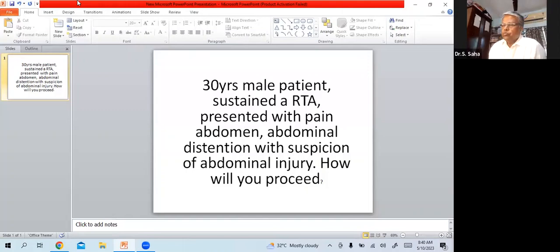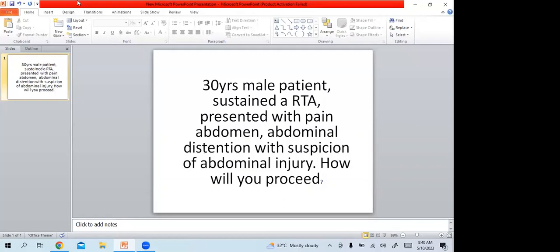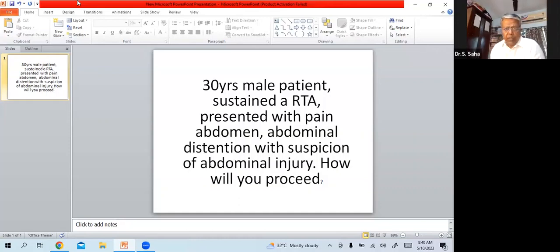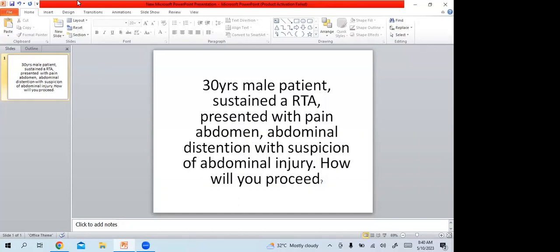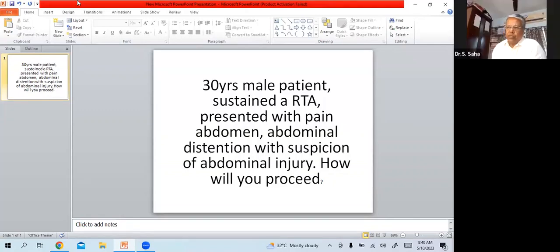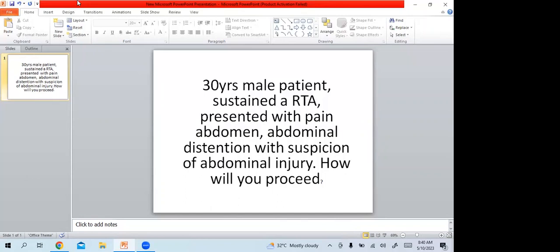Now, before getting into frank operative management, will you consider laparoscopy? If the patient is stable, yes. The most important thing to remember here is there is no place for laparoscopy in an unstable patient. Even in a stable patient, the person venturing into laparoscopy has to be a very experienced laparoscopist. It is not a job for occasional laparoscopy. It is a situation of abdominal trauma, and the patient may become unstable anytime.